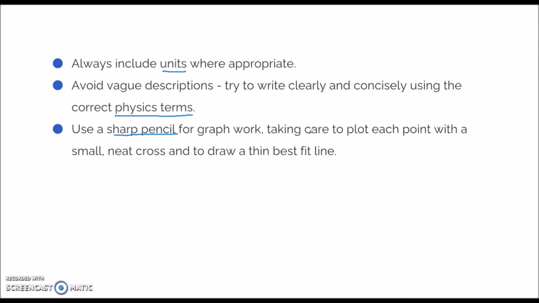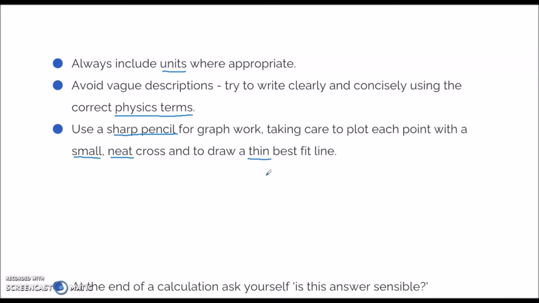When you draw a graph, take care to plot each point with a small neat cross. And when you draw the best fit line, make sure it is a very neat, thin best fit line.